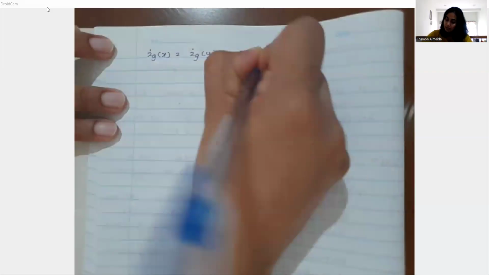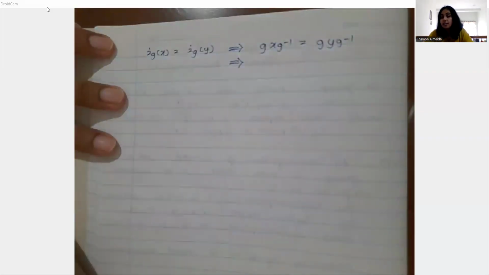Right. So to show that this is one-to-one, let's take I sub G of x to equal I sub G of y. Then by definition of this function, we replace this I sub G of x by Gx G inverse. This is equal to, using the definition of the function, Gy G inverse. Now what do we have to show at the end? We have to show that x is equal to y. So how do we go about proving that?